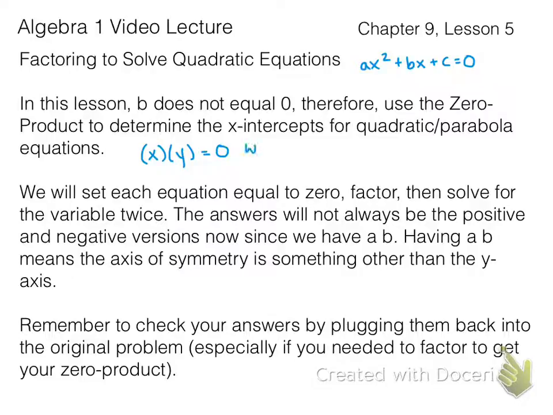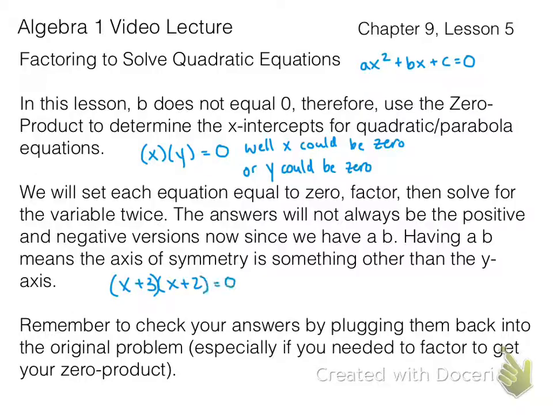Okay, so again, back to this whole thing. We'll assume one of them is 0, so either x could be 0 or y could be 0. So if we have a factored problem here where we have the quantity x plus 3 times the quantity x plus 2 equals 0, one of them has to equal 0. In this case, x plus 3 could equal 0, and if x plus 3 equals 0, x equals negative 3.